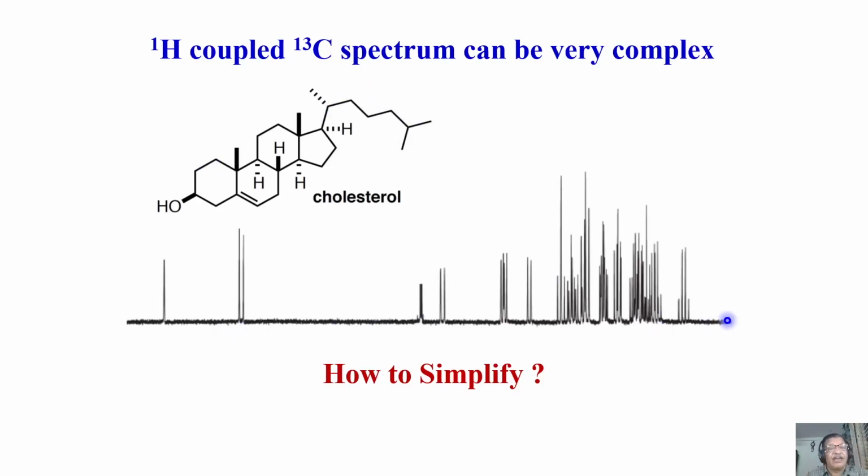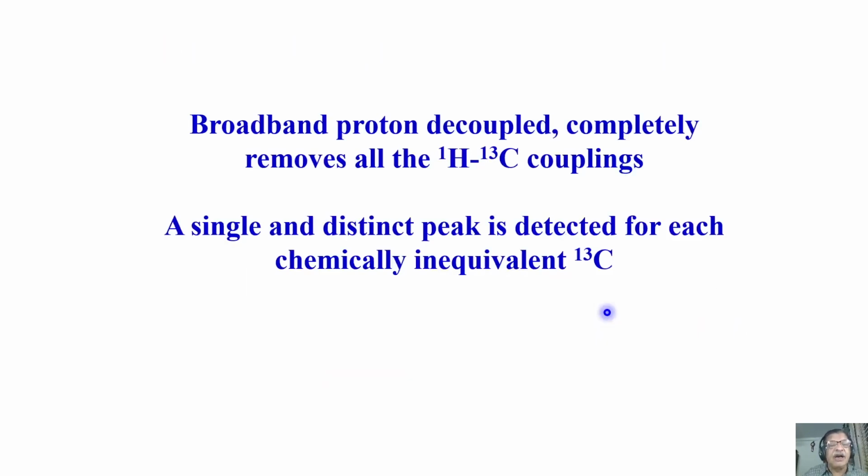In fact, if you take a fully coupled carbon 13 spectrum, there will be long range proton carbon couplings also. We cannot deny that. So everything is possible. As a consequence, the carbon spectrum is highly complex. The question is, how do you see? One way of simplifying the carbon spectrum is, generally, carbon spectra are recorded with broadband proton decoupling.